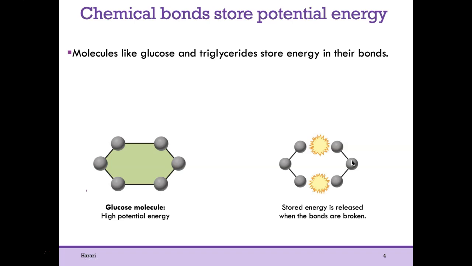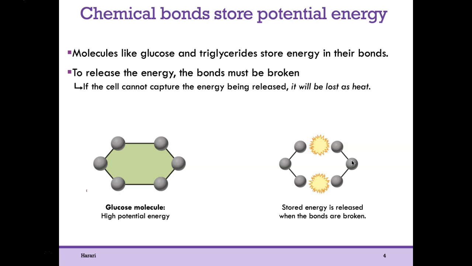So like I mentioned before, chemical bonds store potential energy. So molecules like glucose and triglycerides store energy in their bonds. And to release the energy, those bonds must be broken. And that's what happens in digestion. If the cell cannot capture the energy being released, it is lost as heat. And it turns out that heat is lost every single time potential energy is converted to kinetic energy.